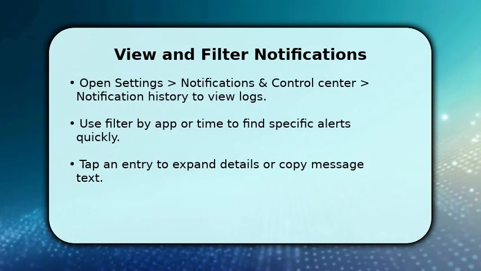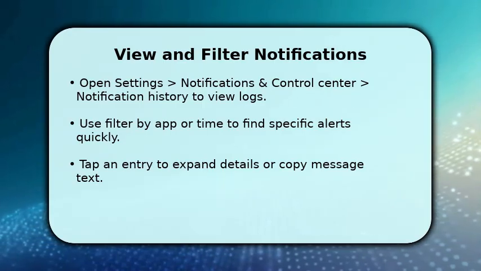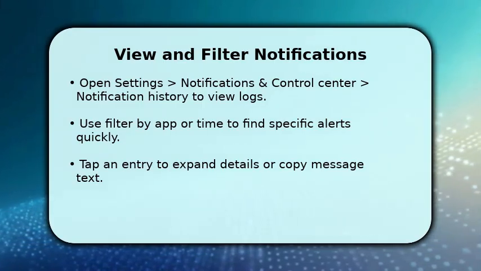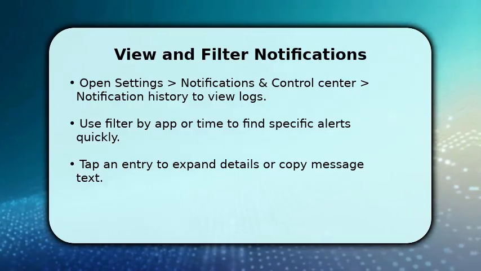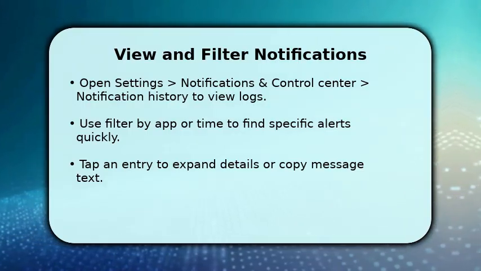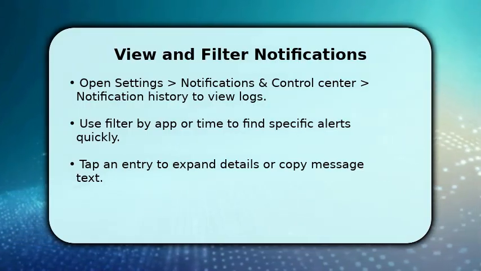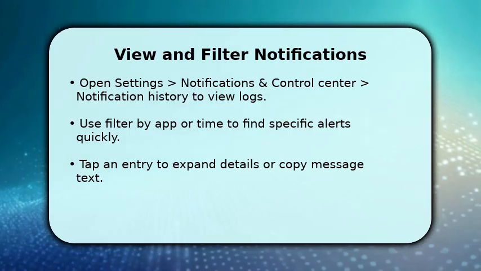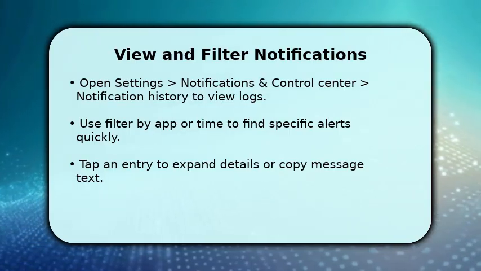Now you're ready to retrieve alerts. Open Notification History from the same Notifications menu and scan the chronological list. You'll see app icons, timestamps, and text snippets. Use the filter controls to narrow by app or approximate time, which accelerates finding a specific missed alert.